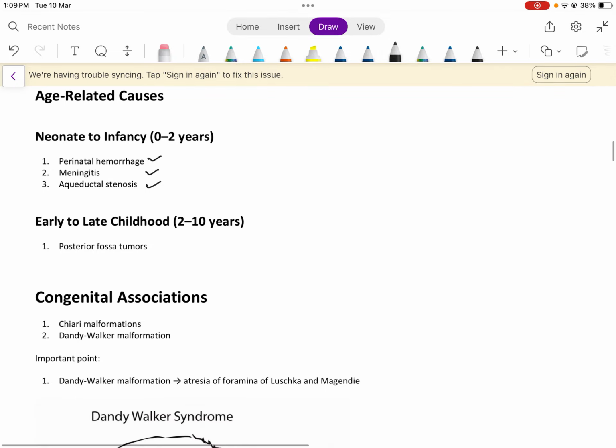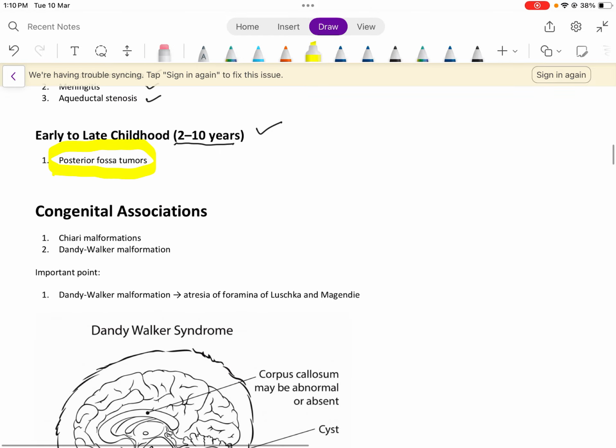Next is early to late childhood, at the age of 2 to 10 years, where you can have posterior fossa tumors. Basically, this entire system is located posteriorly, and any tumor arising in the posterior fossa can hamper the flow of CSF, leading to hydrocephalus.